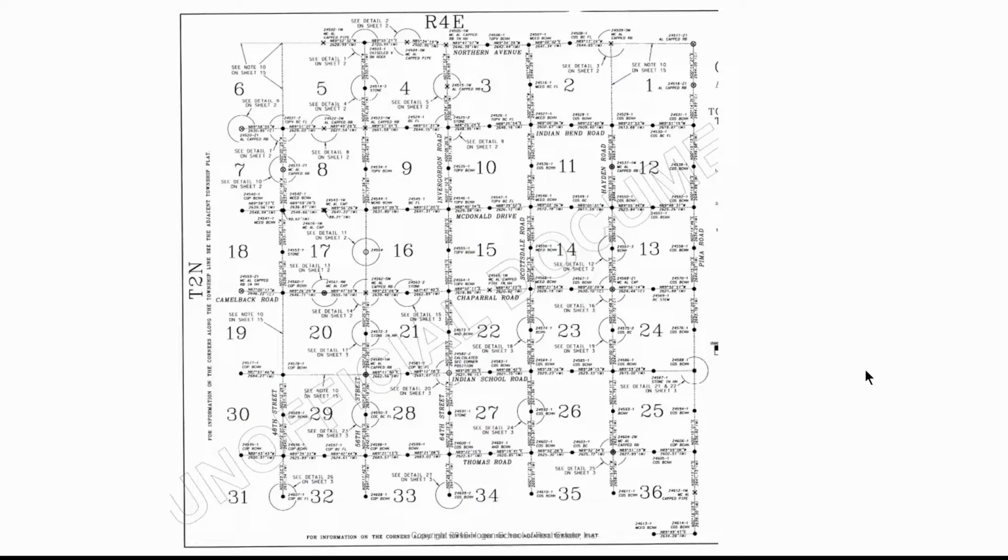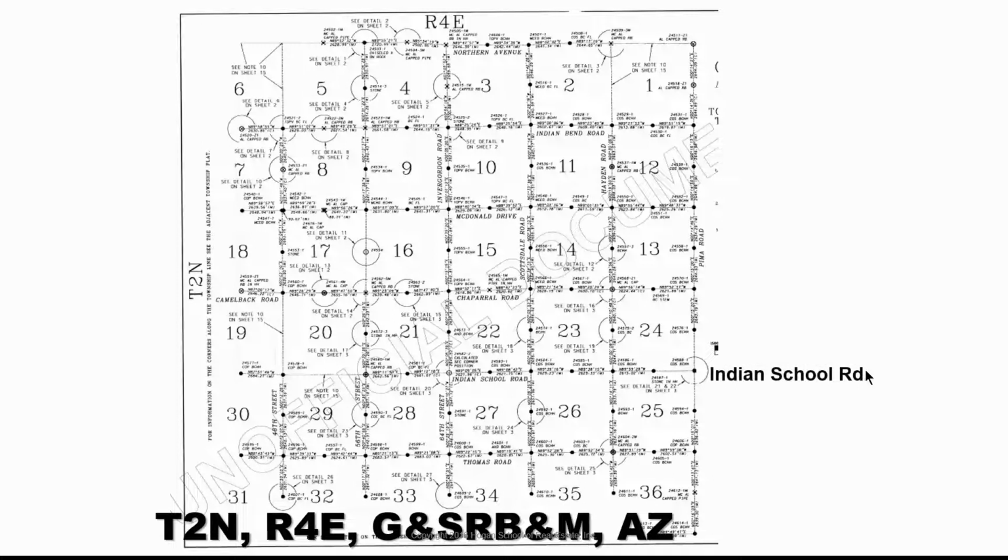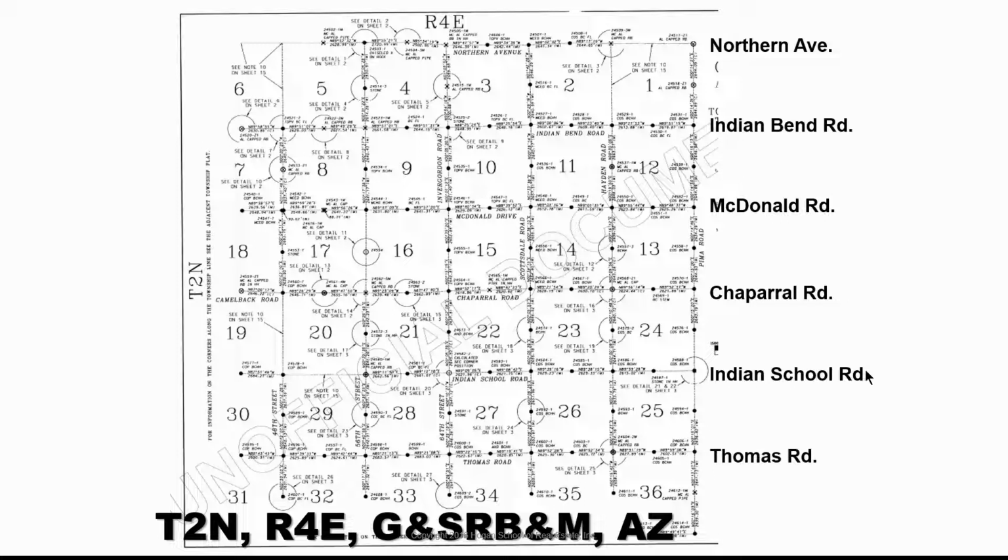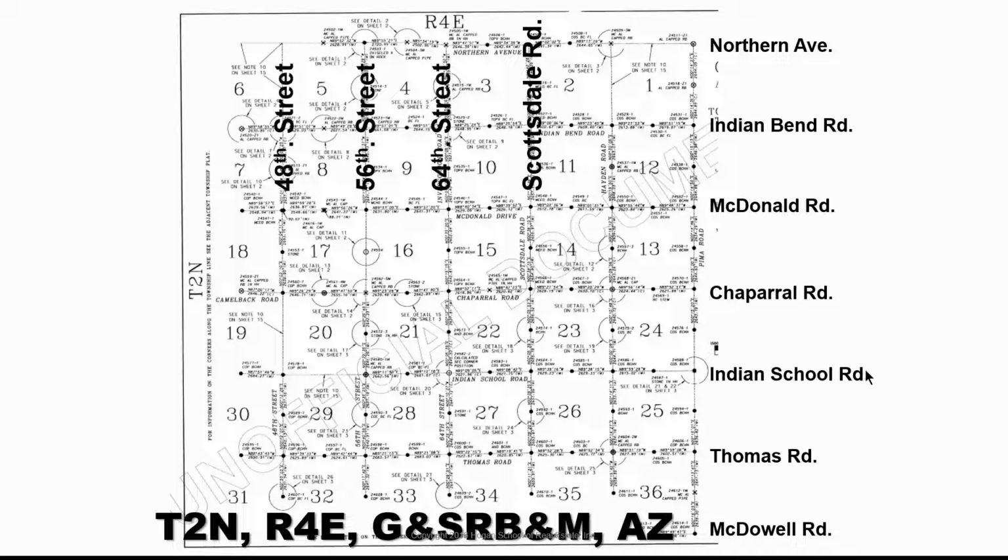So let's take a look at that Township 2 north, range 4 east in the Phoenix area. What we have is we start here with Indian School Road, then go north to Chaparral, north a mile to McDonald, north to Indian Bend Road, north a mile to Northern Avenue. South of Indian School, we have Thomas Road and McDowell Road. And then if we figure we're on Scottsdale Road and we go west a mile, we've got 64th Street, then 56th Street, etc. And east of Scottsdale Road, we have Hayden and Pima Road.